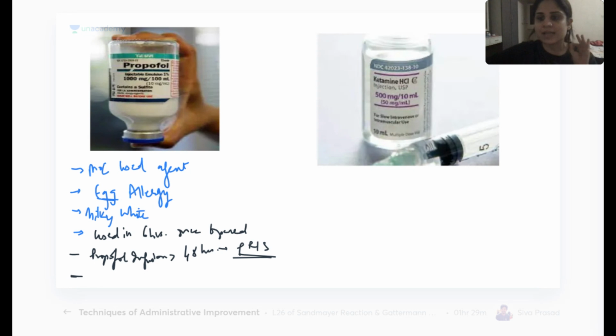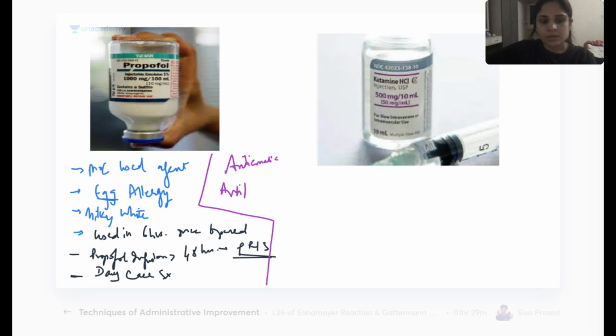In daycare surgery, what is the anesthetic agent of choice? Daycare surgery, anesthetic agent of choice is propofol. Absolutely correct. Okay. Now, next question that I want to ask you guys about propofol is, what are the good properties about propofol? It is anti-emetic in nature. Remember this. It is anti-emetic. Okay. So it avoids vomiting, and it is also anti-pruritic. What do you mean by anti-pruritic, anyone? Anti-itching. Very good.